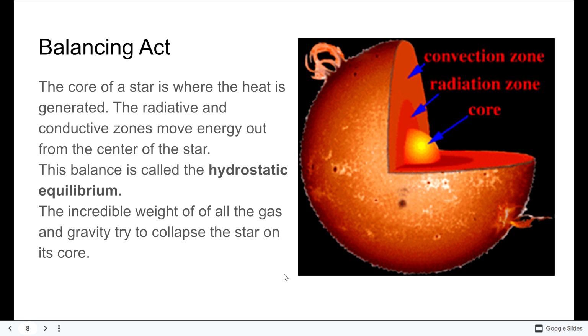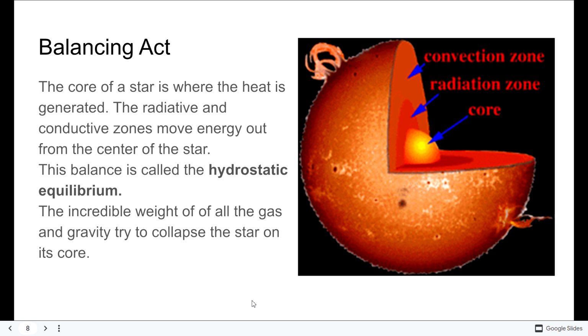A star is basically going to be in a balancing act. The core is where we generate heat, and then the radiative and conductive zones outside the core are what move energy around inside the star. It's going to try and move the energy from the core to the outside and maintain what's called a hydrostatic equilibrium. Equilibrium means everything is happy and equal, and one side's not bigger than the other or has more matter than the other.